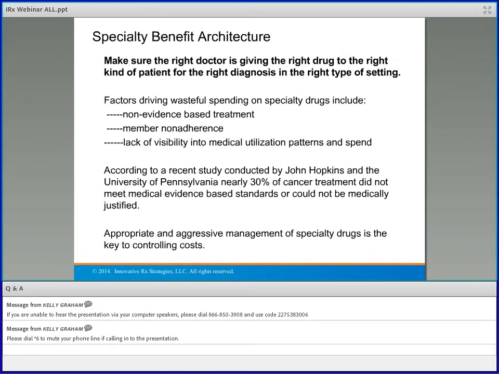And part of that is because of making sure that members are adhering with the treatment. Are they taking the drug? Is the specialty pharmacy calling prior to the time that they fill their specialty drug to make sure that member is taking their drug? And if they're not taking the drug, why?